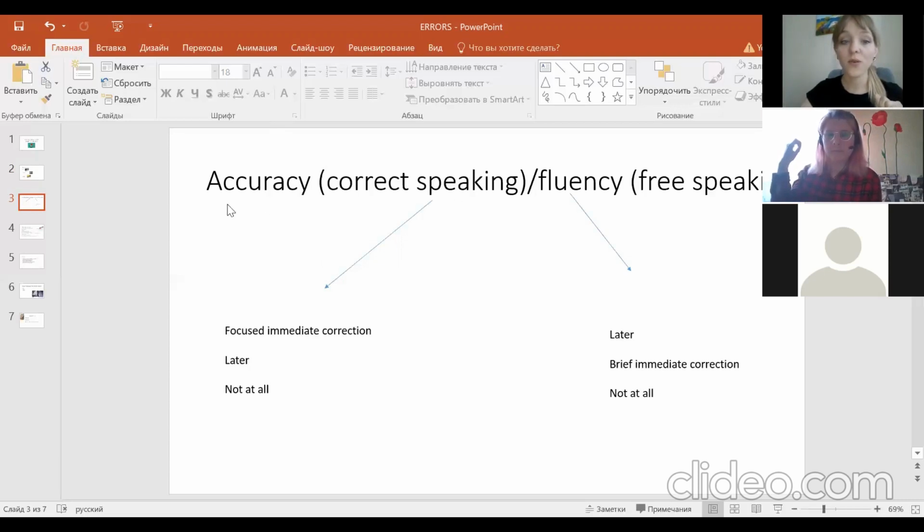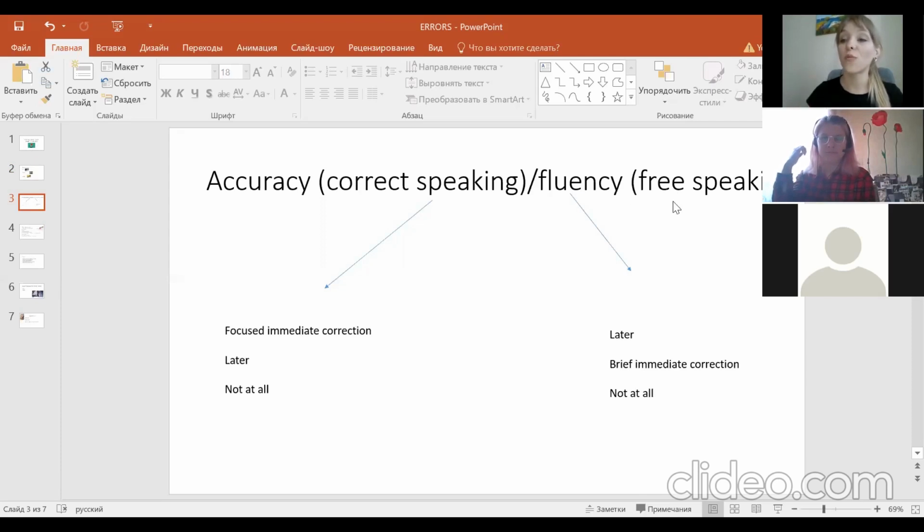What do you think if we focused on accuracy? So, for example, we just studied today present perfect, and now we ask our student to make sentences. Will we correct? Yes. And what about fluency?